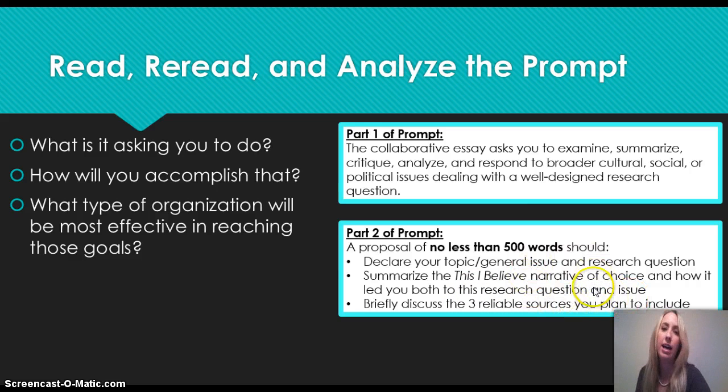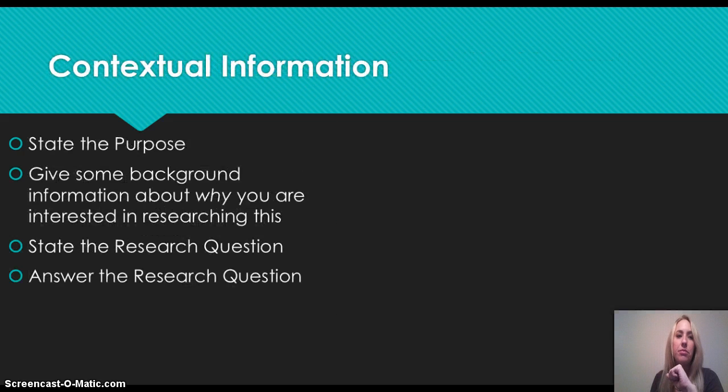So you already have all of this information, and pretty much what we're doing right now is we're putting it together. We're figuring out the logistics of what you're going to do and what it's going to actually look like in the end. So the first thing you're going to want to do in your proposal is to start off with the contextual information. That means you need to state the purpose of why you're talking about what you're talking about.